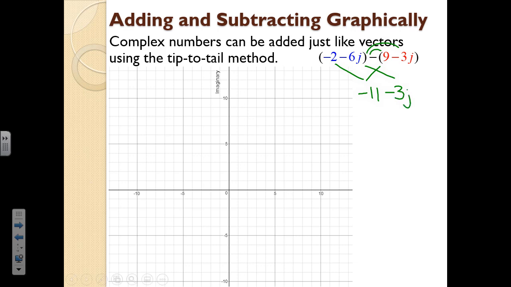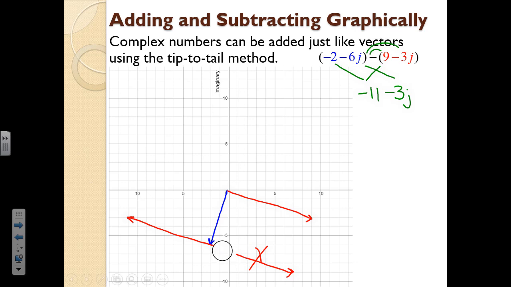If we view that from a tip-to-tail addition perspective, our first vector, the blue one, negative 2 minus 6j, is going to be about the same as it was in the previous example. Our second vector, 9 minus 3j, that's going to be about the same. But since we're subtracting, you may or may not remember this from our earlier work with vectors, but if we translate that vector down here, it lands right there just like in the previous example. But if we subtract it, that's not the vector we want. If we subtract it, we want to point in the exact opposite direction. If we're subtracting the vector, we should point it in the other direction.